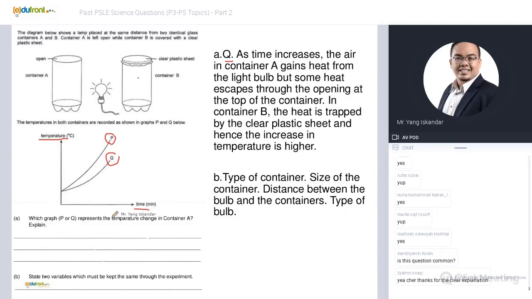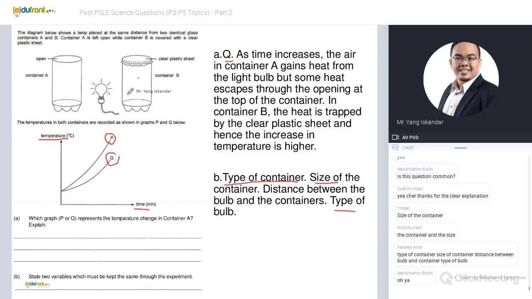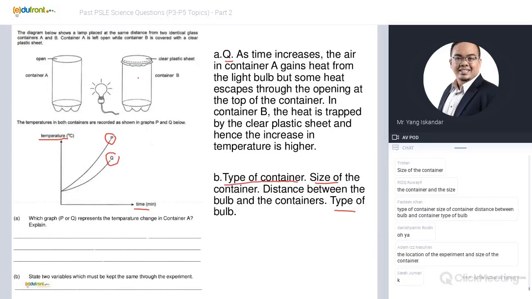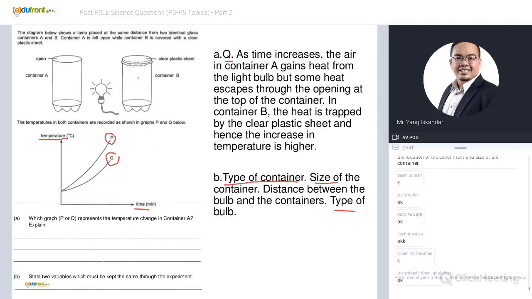Okay, and you can see here, there are many answers. One of it, the type of the container must be the same. Secondly, the size of the container. Right, type of container means if one is a plastic container, both must be plastic containers. If one is made of say metal, both must be made of metal. All right, so the size of the container must also be the same. The distance between the bulb and the containers must also be equal, as well as the type of bulb. Okay, but of course there's only one bulb here, so there's not a problem. Okay, everybody? All right, Ken? Okay, let's move on to the next question.